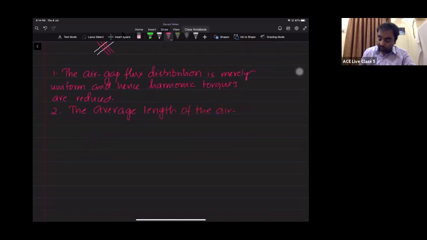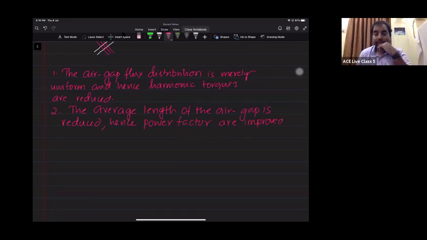Air gap is reduced. Hence, the power factors are improved. I'm writing directly. I'm not writing reluctance and other things. Power factors are improved at no load and full load. Is it clear? Confirm me, all of you.